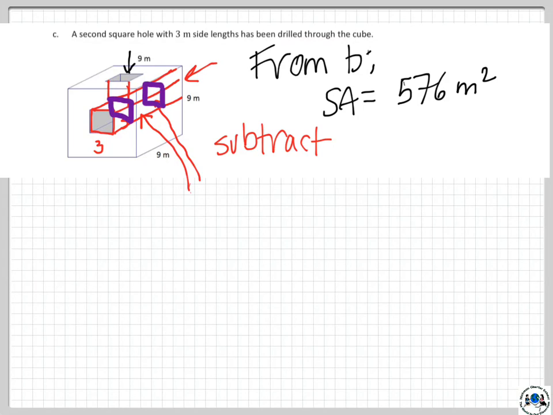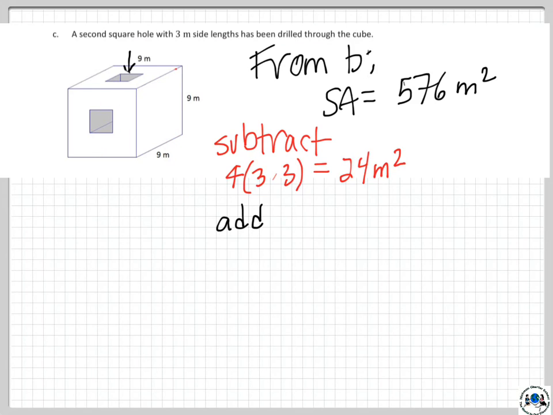But all four of those pieces that were removed are all the same, which is nice and handy. So we just multiply 4 times 3 times 3. So we lost a total of 24 square meters in surface area with that hole drilling. But we also added some, because we drilled another hole, and of course we're always going to add some surface area if we're drilling through a solid.